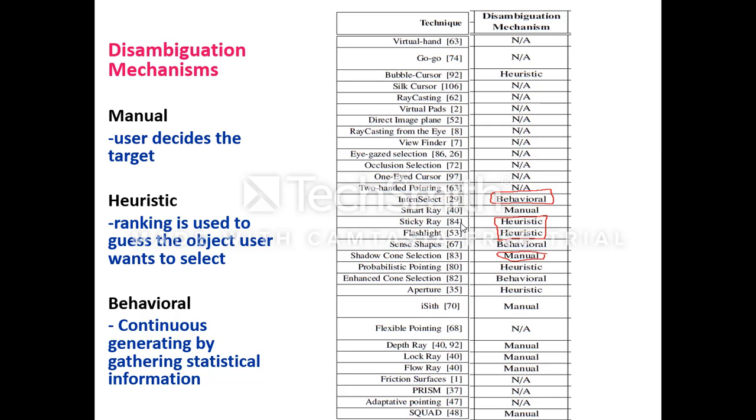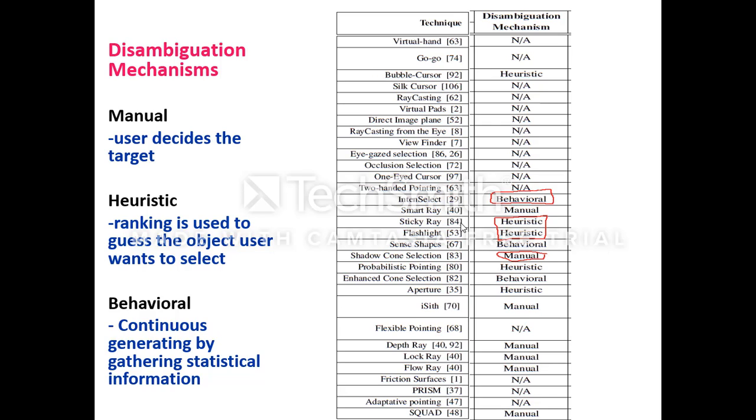In the manual approach, the user has to decide among the indicated targets which target is the desired one. For example, in the SQUAD technique, the user performs simple selections through a quad menu user interface. So basically there are 4 groups, and you keep selecting the group which has your object until you reach the only one object, and that is the object you selected. So it's a very manual approach, but it's very accurate.